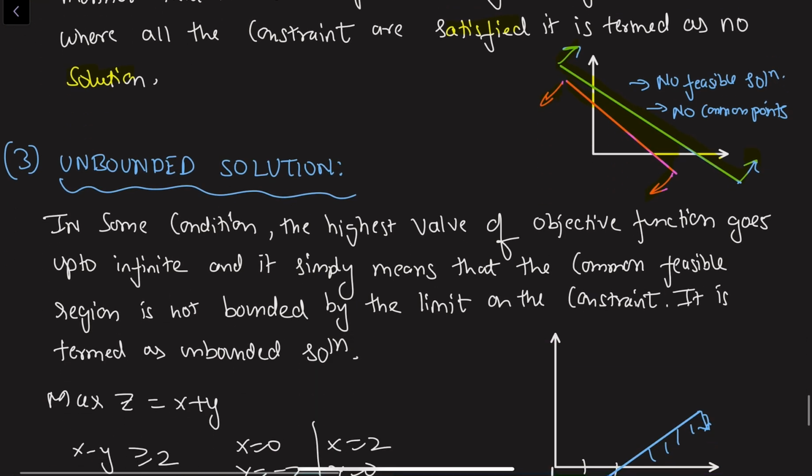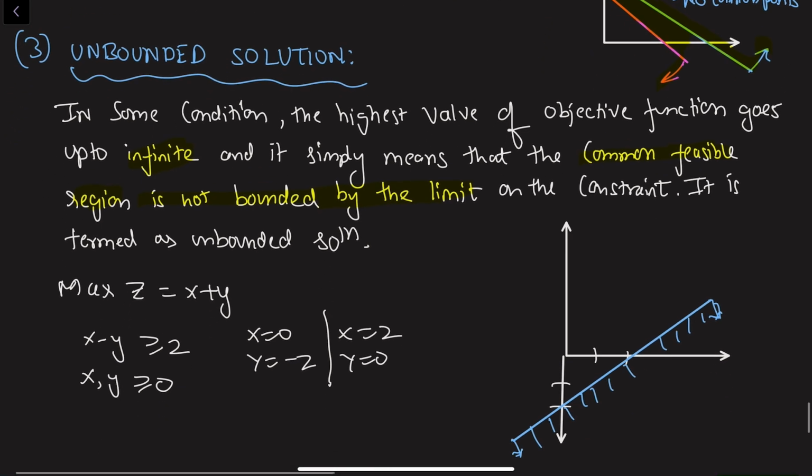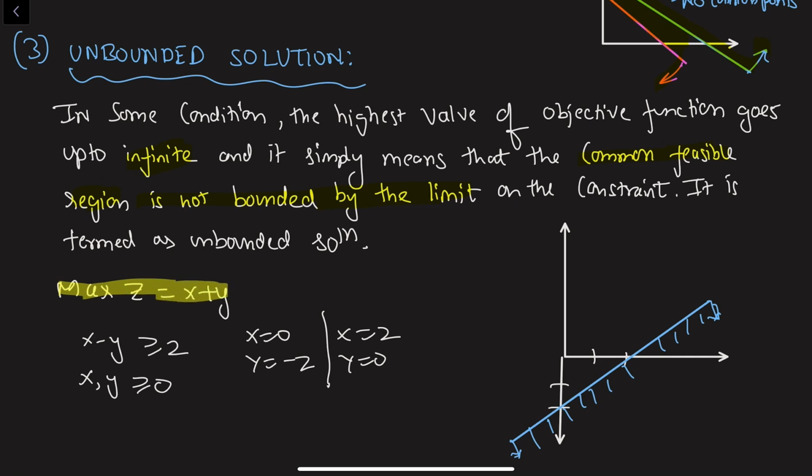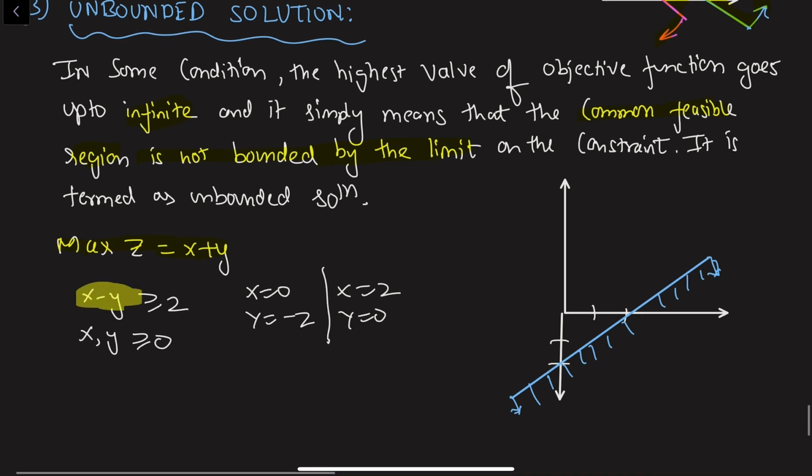Okay, let's move ahead to the unbounded solution. In some conditions, the highest value of the objective function goes up to infinity, right? There could be such a possibility. It simply means that the common feasible region is not bounded by the limit on the constraint. So the region is not bounded by another constraint, and it is simply termed an unbounded solution. For example, I have made one example. If I have to maximize x plus y, and I have constraint 1, x minus y greater than or equal to 0, and x, y greater than or equal to 0.